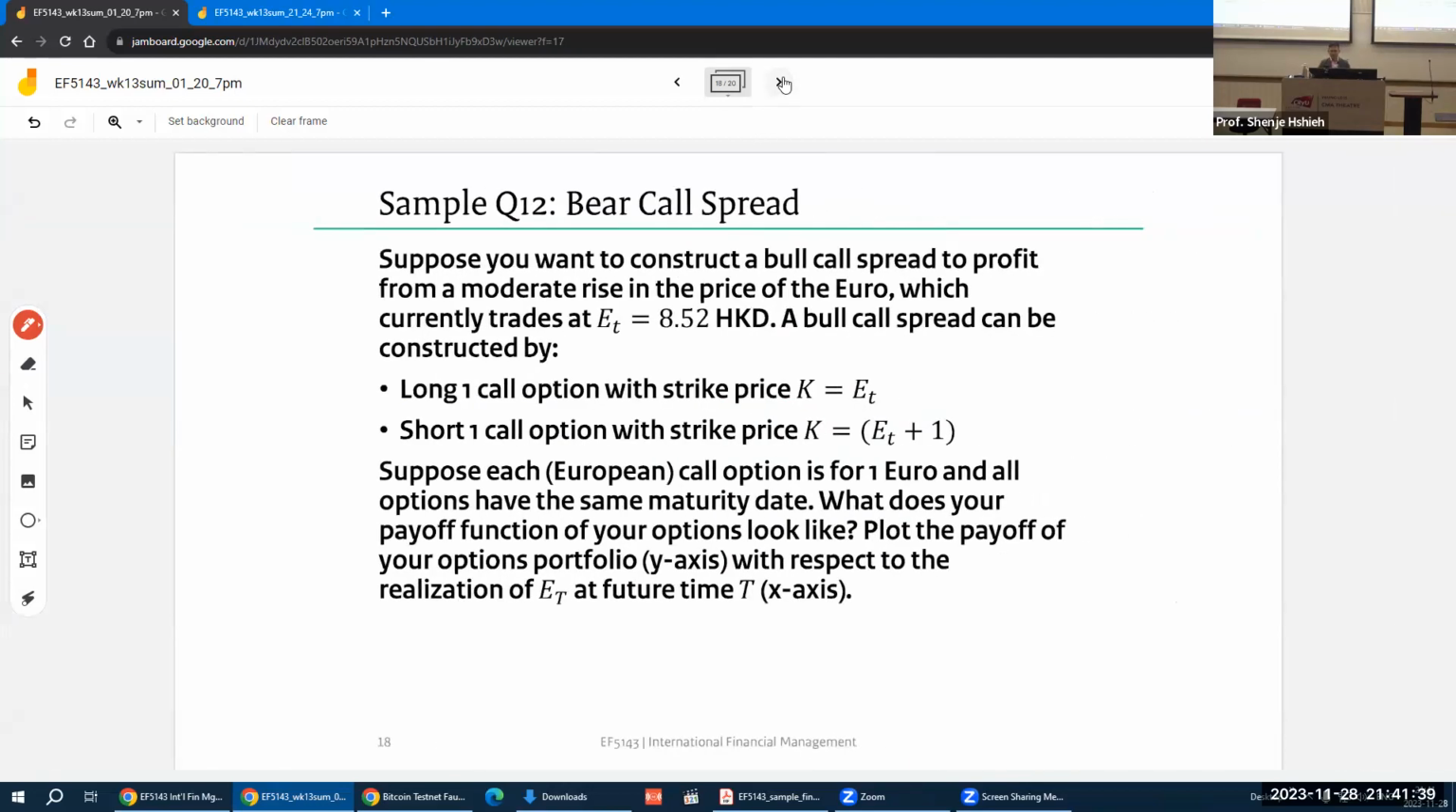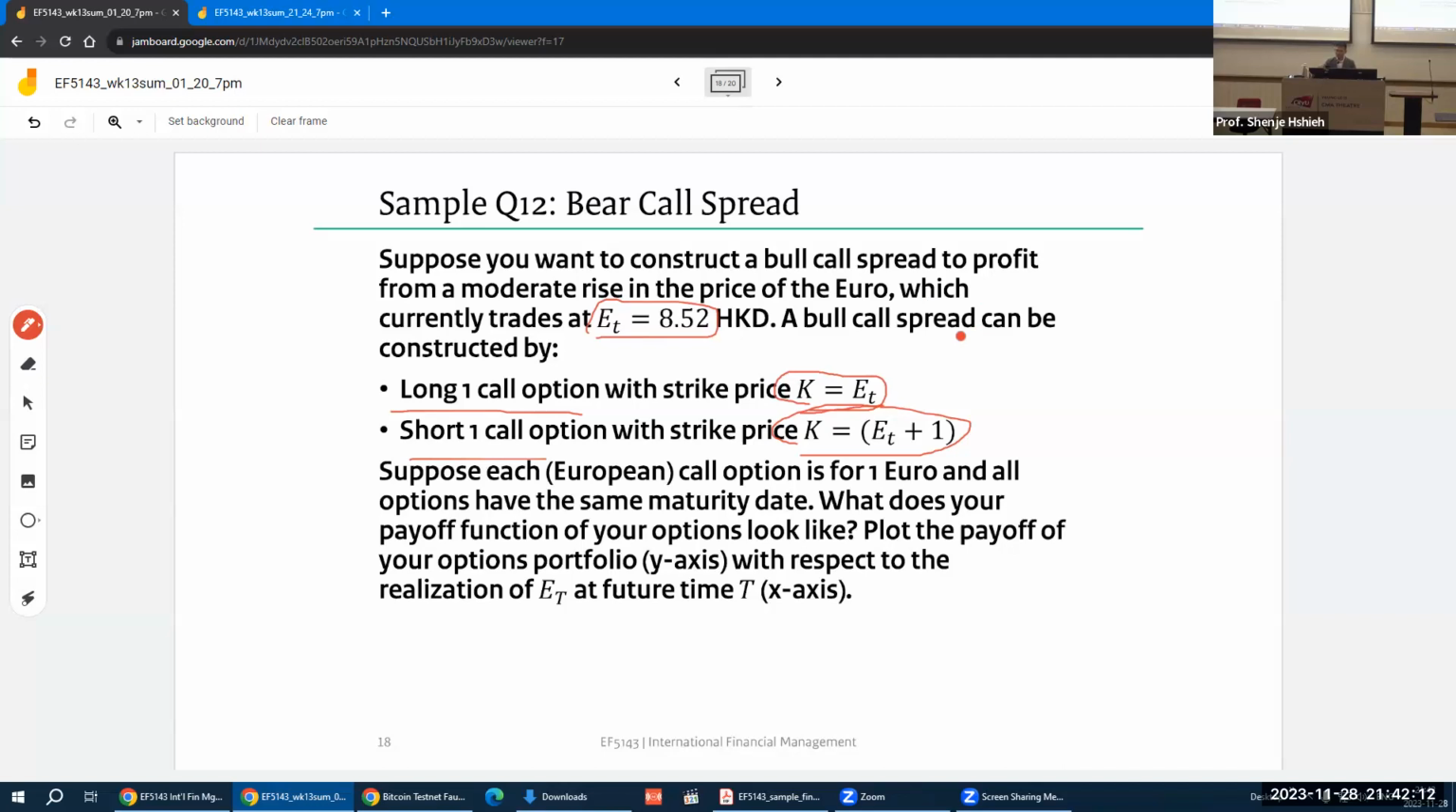All right. Last one, bull call spread. Suppose you want to construct a bull call spread to profit from a moderate increase in the price of the euro, which currently trades at the following spot price: 8.52 Hong Kong dollars. A bull call spread involves a long call and a short call, with strike prices equal to the following: one at the spot, at the money, and the other out of the money, ET plus one. So the plus one is arbitrary. It could be plus anything.